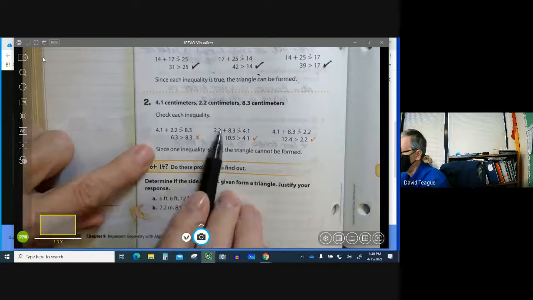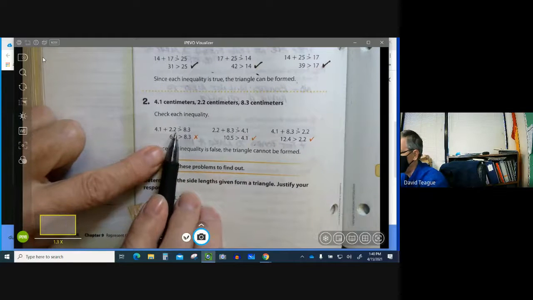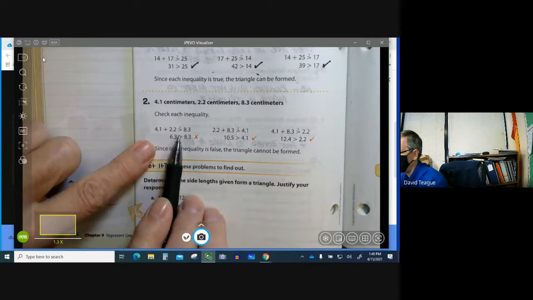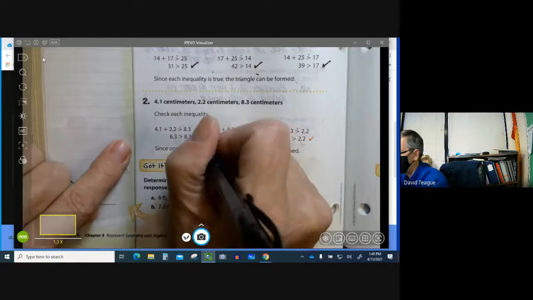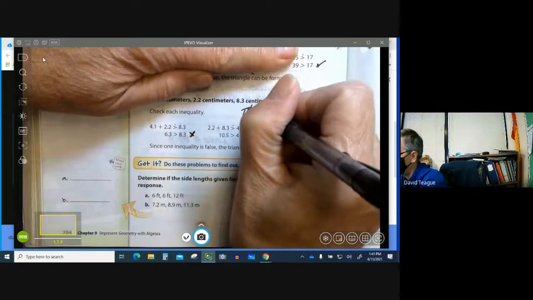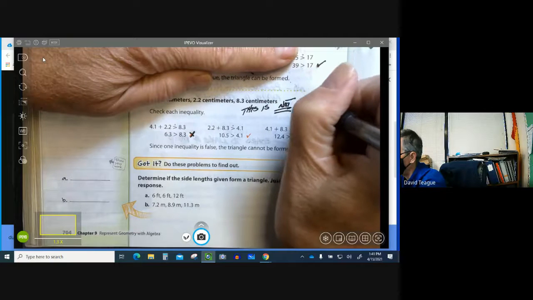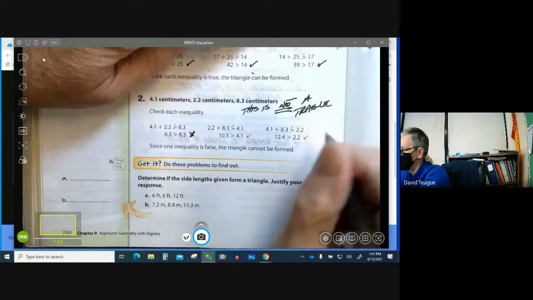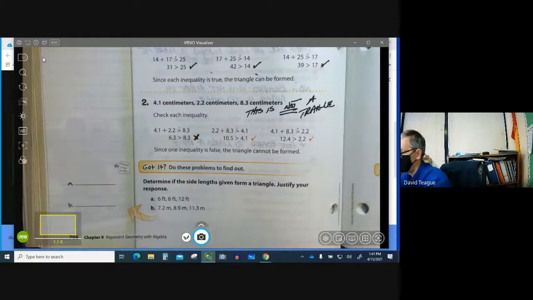Now I have to check those 3 conditions, right? So I'm going to take 4.1 plus 2.2. Is that greater than 8.3? 4.1 plus 2.2 is 6.3. 6.3 is not greater than 8.3. So guess what? This is not a triangle. You have to meet all 3 conditions or all 3 inequalities for it to be true.